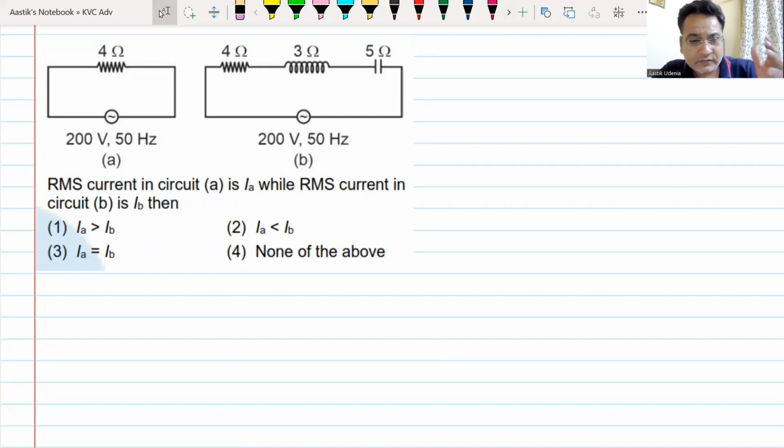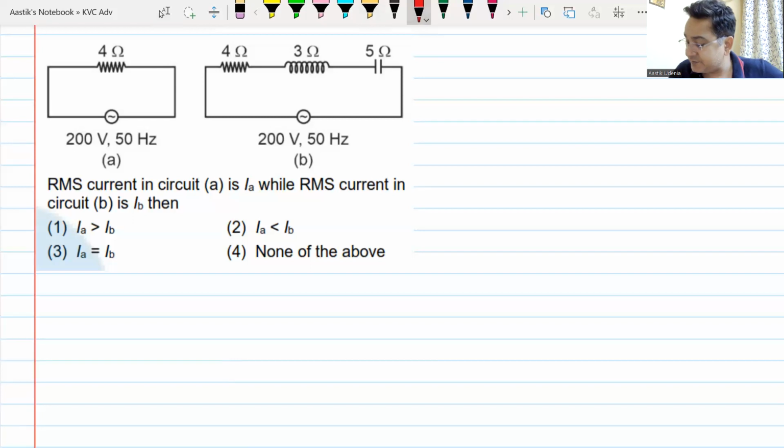Anyways, this one. RMS current in circuit A is IA, RMS current in circuit B is IB. It's a straightforward question with a straightforward answer. The answer is: I equals V by impedance. Option 1, sir. Good. This is how quickly you must be able to do this.